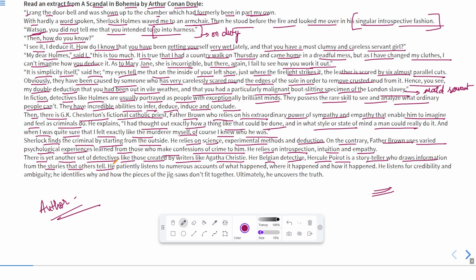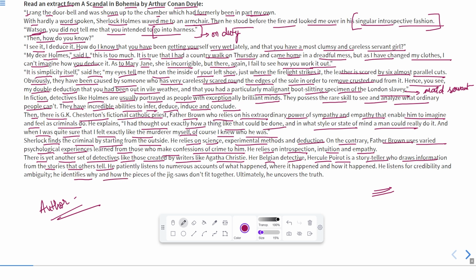He patiently listens to numerous accounts of what happened, where it happened, and how it happened. So what he used to do, he used to listen to numerous accounts of people, and he used to maintain various accounts of where the crime had happened. He listens for credibility and ambiguity. It means he listened for all of them for his benefit, and ambiguity means to draw a double meaning, the double possible meanings from that particular account. He used to draw the double conclusions that can occur.